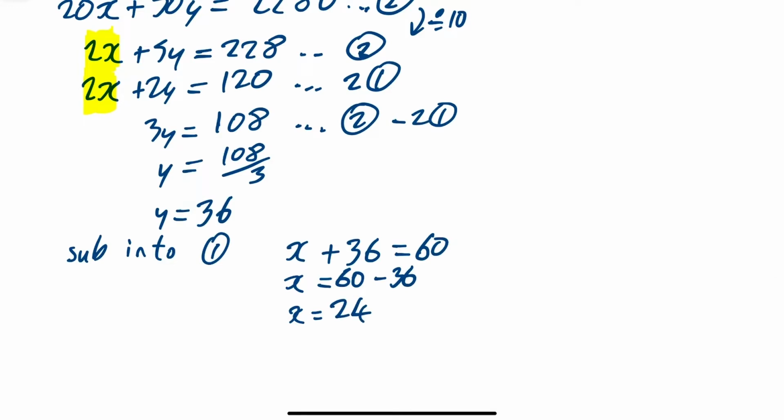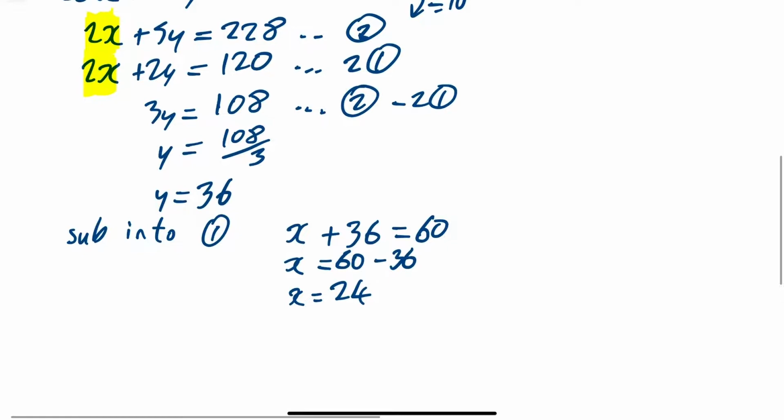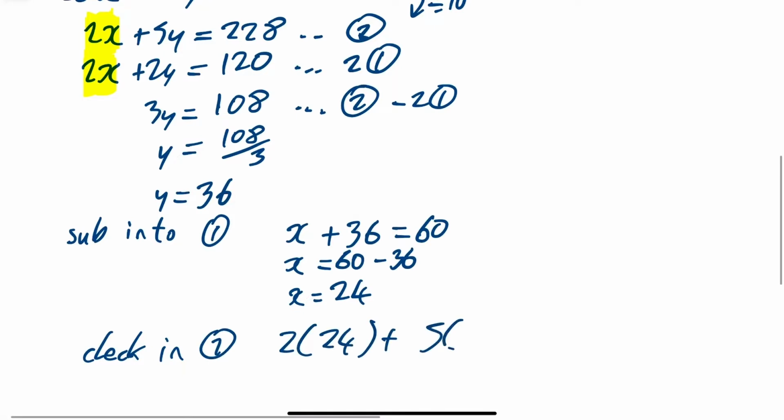You can check this by putting in your equation 2. So just check in equation 2, 2 times the x, which is 24, plus 5 times the y, what was our y? 36. And if you do that on your calculator, 2 times 24 plus 5 times 36, you get 228 as required.